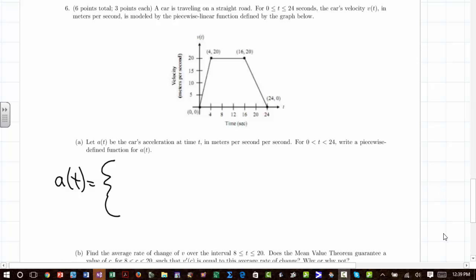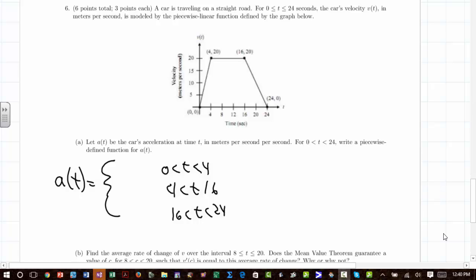All right, and by the way, those pieces are going to be from 0 to 4, from 4 to 16, and from 16 to 24. Are we all agreed there that the pieces of the velocity equation can help us find the acceleration? Now, what is acceleration's relationship to velocity? It's the derivative, and of course, derivative is just a fancy way of saying the slope.